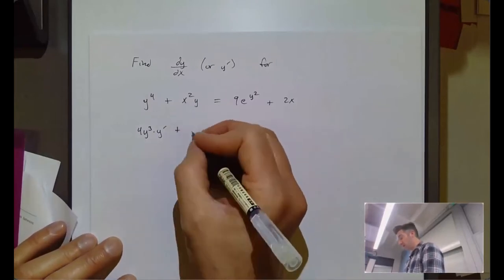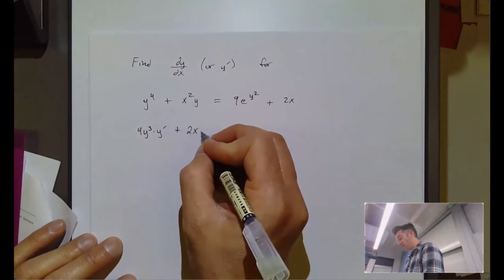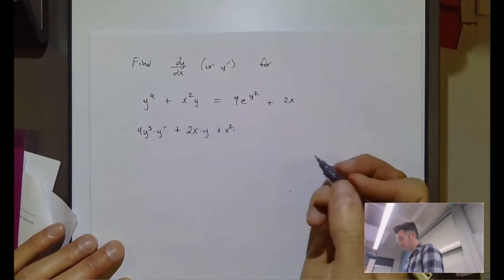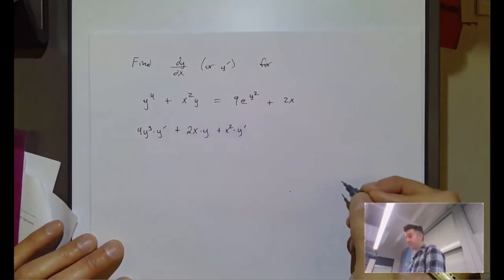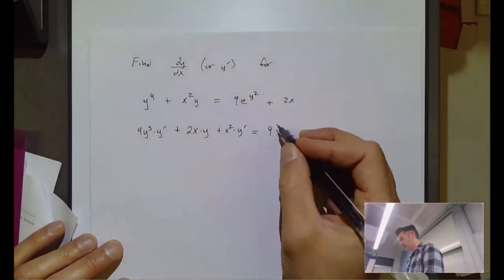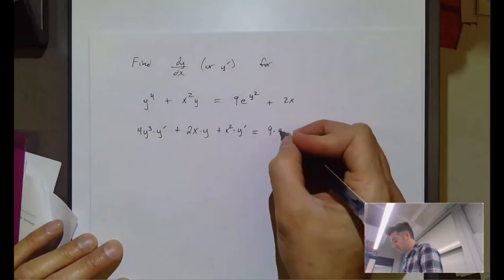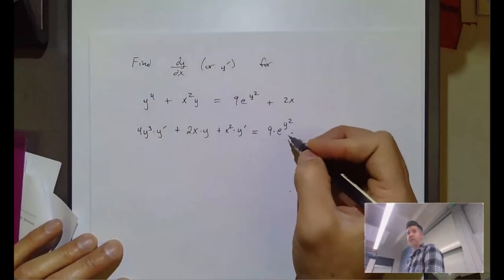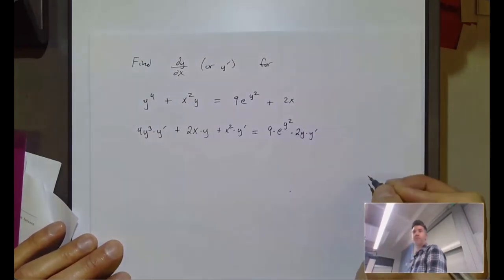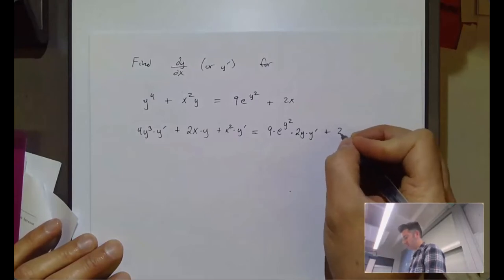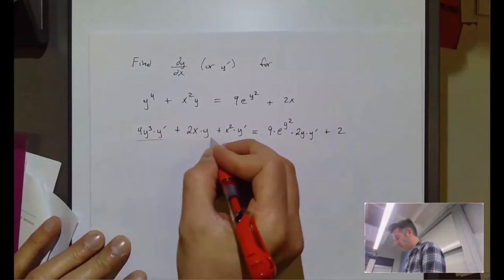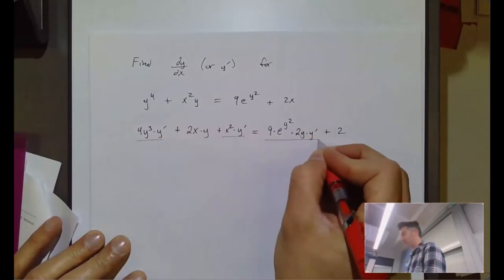Derivative of x squared y is going to be product rule, 2x times leave the y alone, plus x squared times the derivative of y, which is y prime. This 9e to the y squared thing looks terrible. It's going to be 9 times the derivative of e to the stuff, which is e to the stuff times the derivative of the stuff. And the derivative of y squared is 2y times y prime, plus 2.